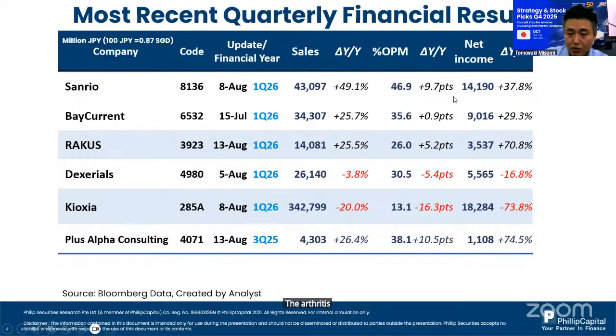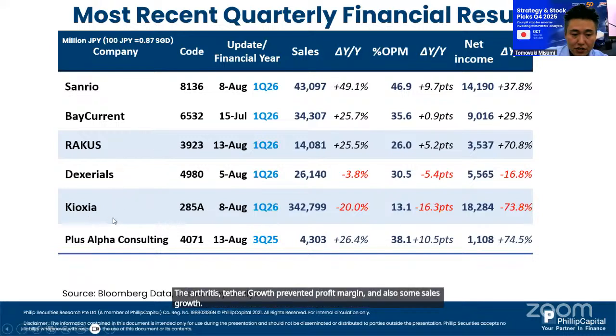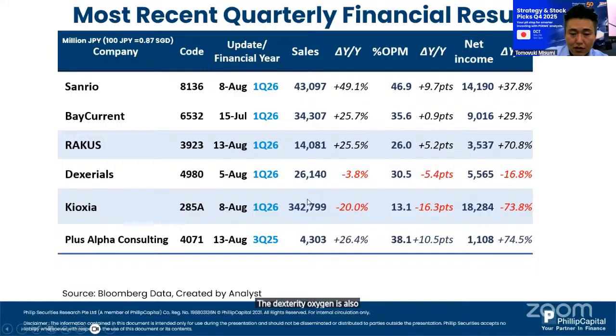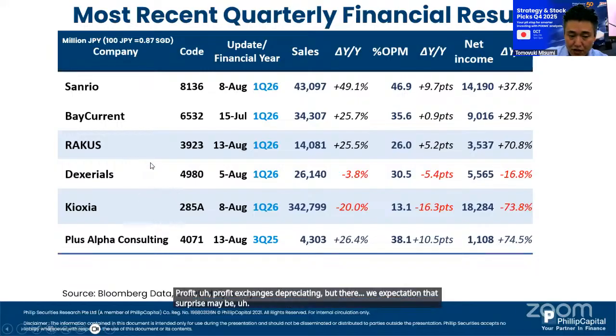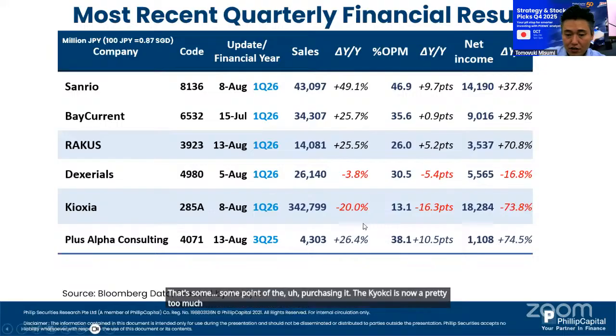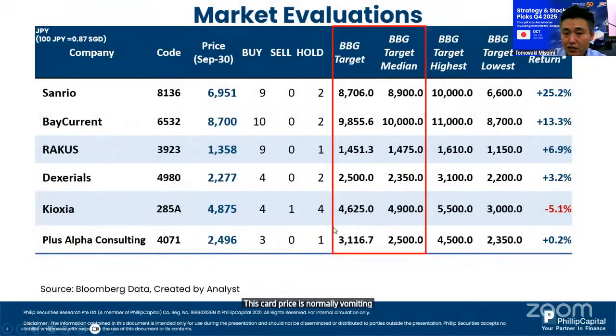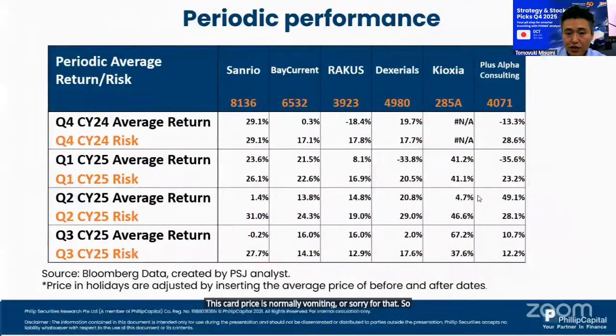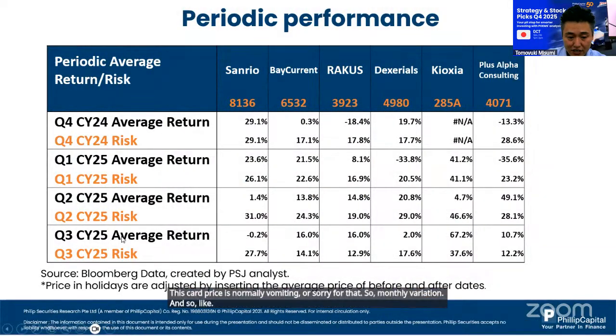There's a lot of improvement in profit margin and also some sales growth. The Dexterity Kioxia also shows a decrease in sales, and profit efficiency is depreciating, but we expect a surprise, maybe at some point of purchasing it. The Kioxia is now appreciating too much, so the current price is not informative. Sorry for that. So monthly valuation and periodic performance look like that.